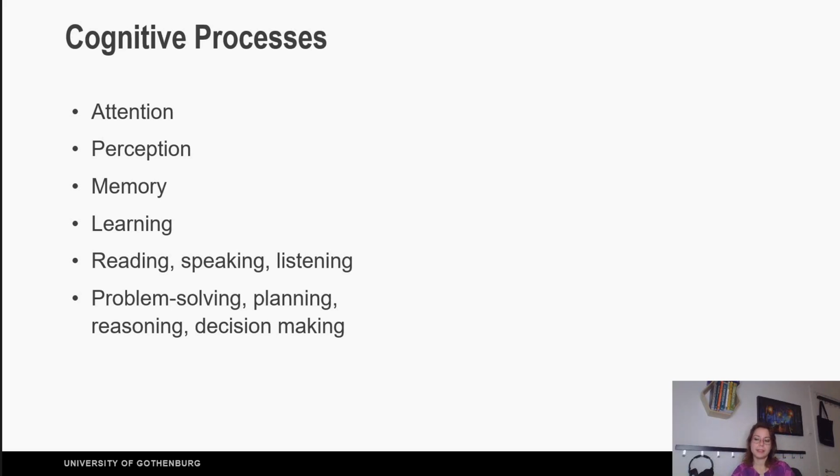Reading, speaking, and listening are related to language processing skills, and they vary from person to person. For example, people with dyslexia may have difficulties with reading. Finally, problem solving, planning, and reasoning are processes that involve reflective cognition.